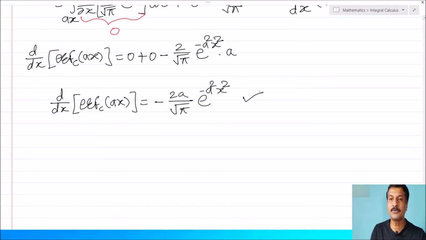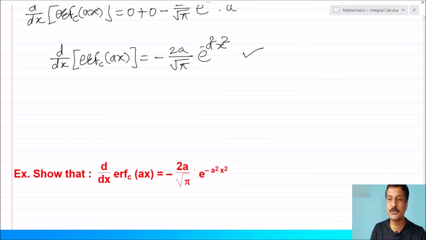What do we want to prove? We want to prove the same, minus 2a by root pi e raised to minus a square x square, hence proved. So this is your required result.